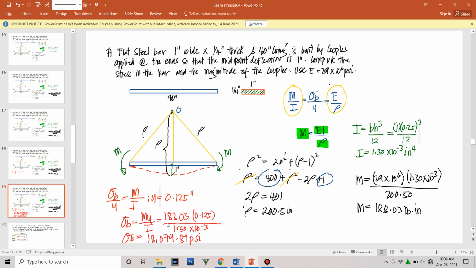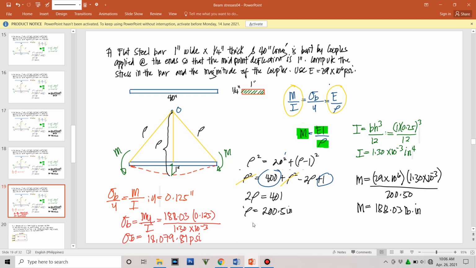We simply substitute the values: 188.03 times 0.125 divided by the derived moment of inertia. Okay, so again, by manipulation, we have bending stress equal to 18,079.81 pounds per square inch. So that's it for this first problem.